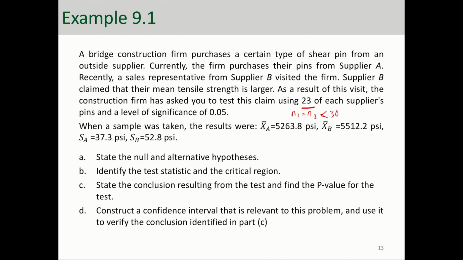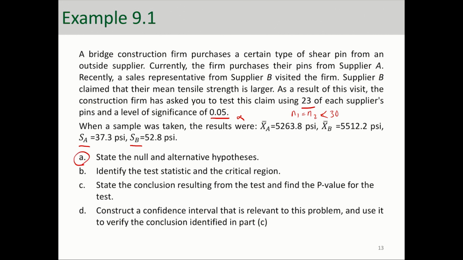And also, the standard deviations of the populations are not given. These are sample standard deviations. So the population standard deviation is not known, and also the sample sizes are less than 30. So we have to do the t-test, or two-sample t-test. Fortunately, we got the results from both samples. We don't need to do the calculations ourselves on the sample data. The average of sample A, average of sample B, and standard deviation of those two samples. Alpha is given, that is 5%.